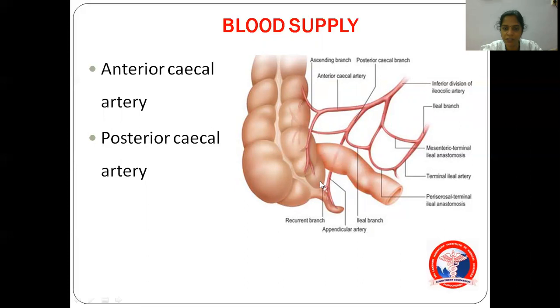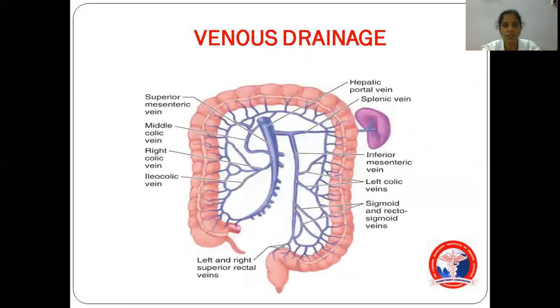In this picture itself, it's clearly given. So the cecum is supplied by the anterior cecal artery and the posterior cecal artery. Now we'll see about the venous drainage.